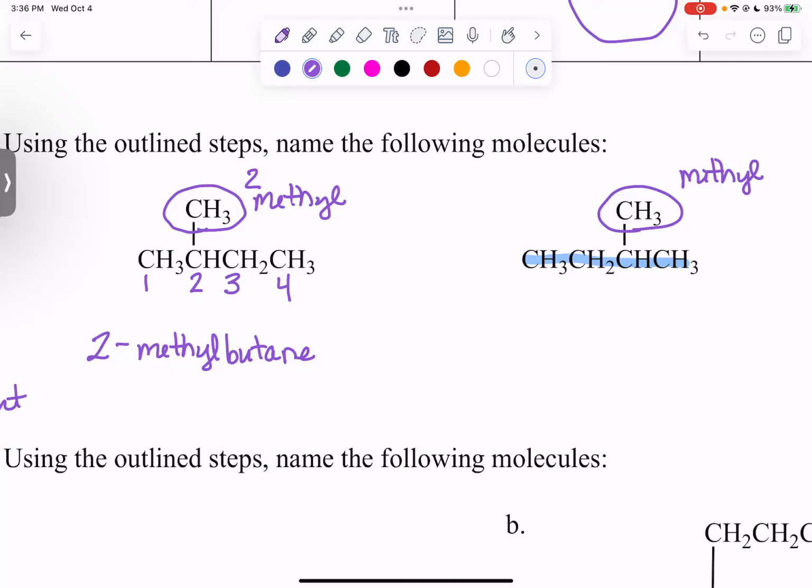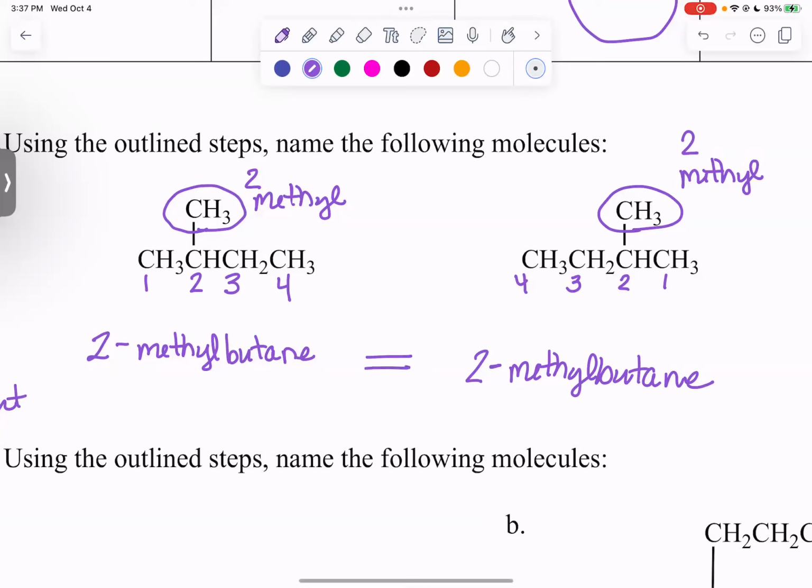Now, I need to number my parent so that my substituent gets the lowest number possible. So if I started over here, this would be 1, 2, 3-methyl. But if I started from the other direction and went 1, 2, 3, 4, then my methyl would have a number of 2, which is lower. So I'm going to go with this one. I put my substituents first in the name, with a dash after the number: 2-methylbutane. So these two are actually the same molecule.